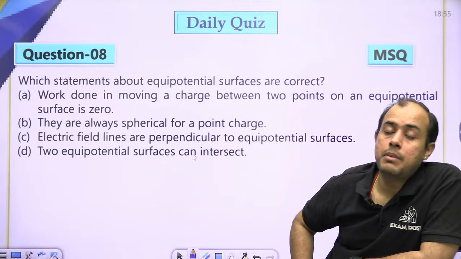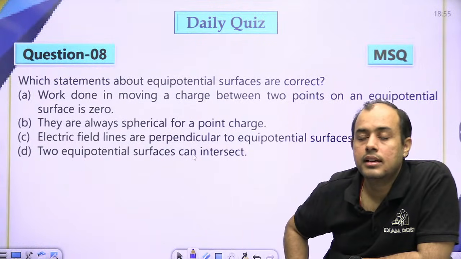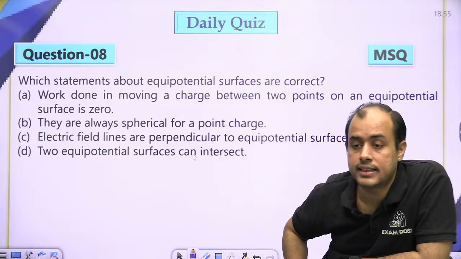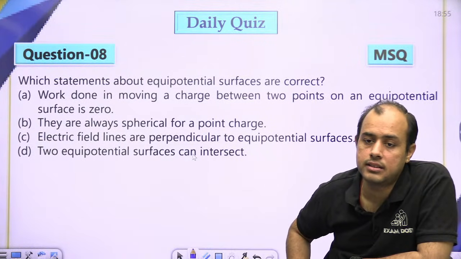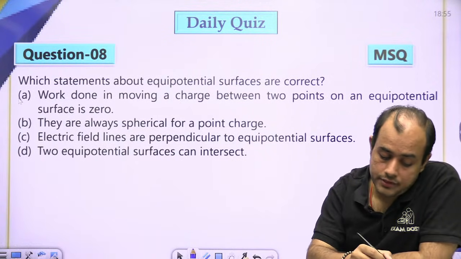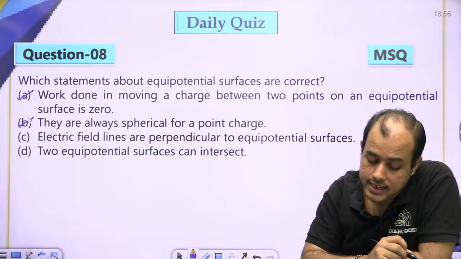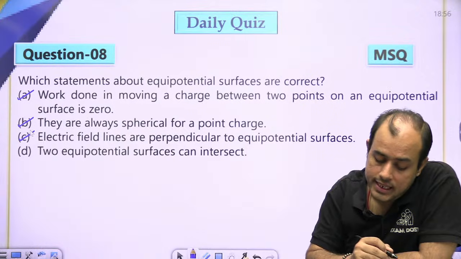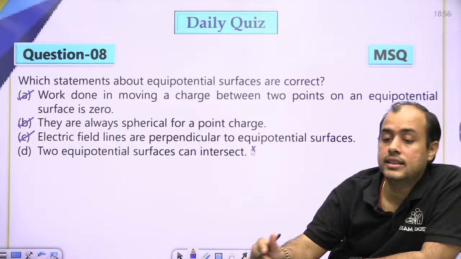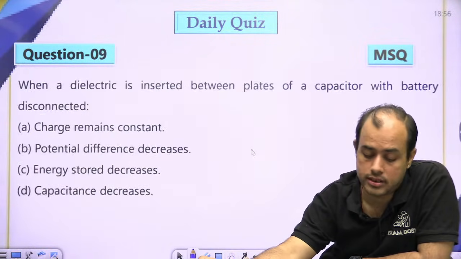Which statements about equipotential surfaces are correct? Come on everyone. क्या statements सही हैं? Work done will be 0 because there is no potential difference. For point charge, they are spherical. Electric field lines are perpendicular. No, they cannot intersect. Intersect नहीं कर सकते. Very good, Shadow भाई. ABC, Ronak, Subhadeep, very good.